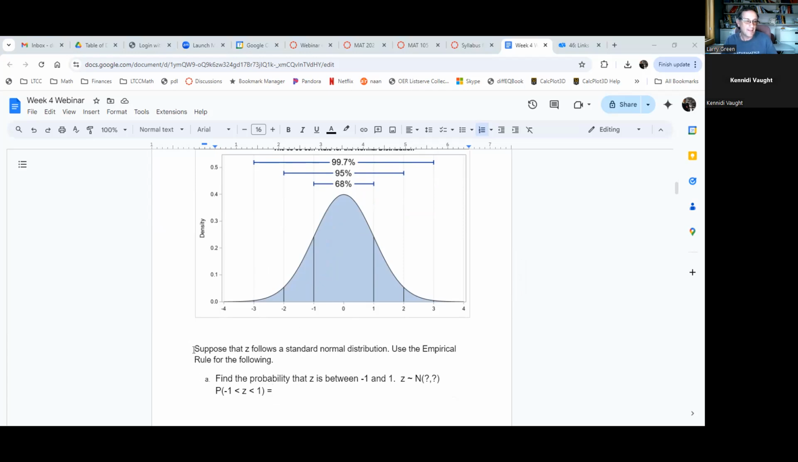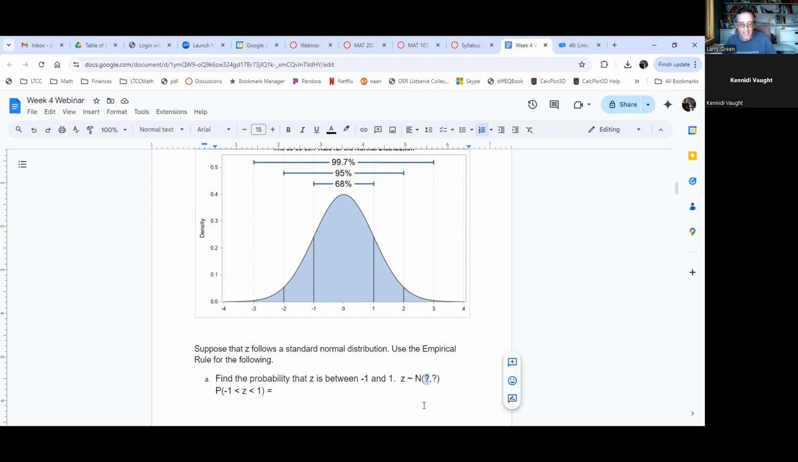Let's suppose Z follows a standard normal distribution. We're going to use the empirical rule, which is these numbers, 68, 95, 99.7. Find the probability that Z is between -1 and 1. The first thing you usually do is write Z tilde, just like we did for the uniform distribution, but now it's a normal distribution, so we write N for normal. That says Z has a normal distribution, and then there are 2 numbers we have to put in.